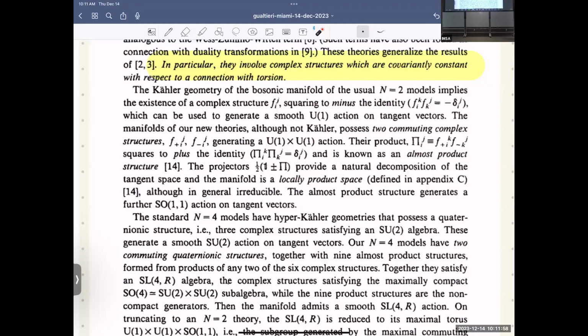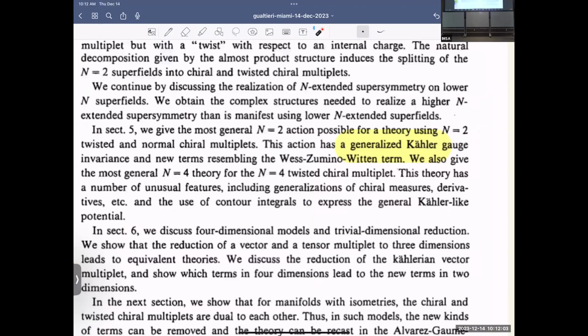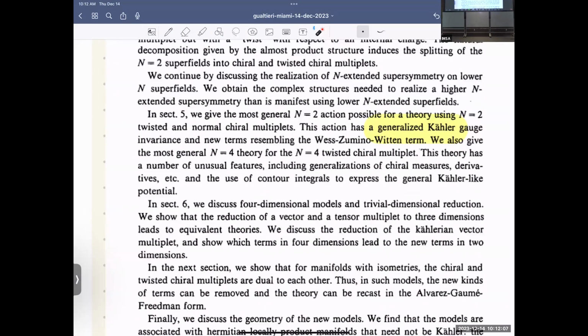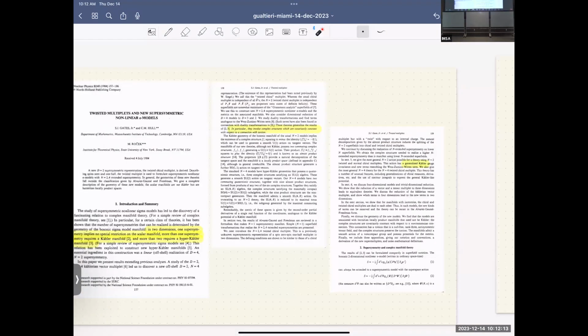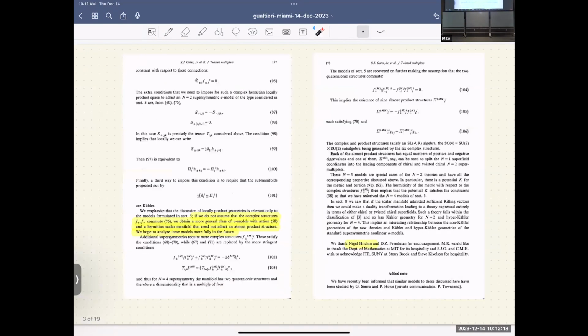And so they went on, they said this, but later, oh, and by the way, the action that they build, they say it has a generalized Kahler gauge invariance. So there's the first occurrence of the term generalized Kahler in their paper. Okay, and so this is the beginning of the paper. Let's go to the end of the paper. These are the last 2 pages.